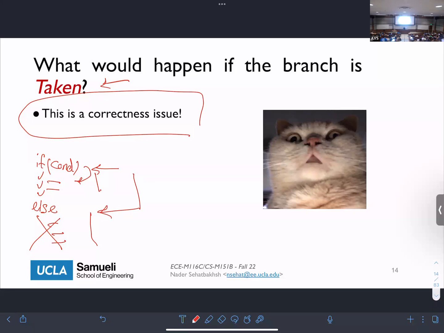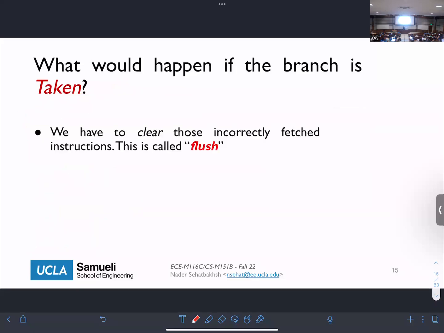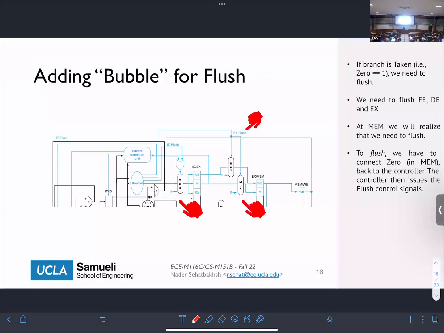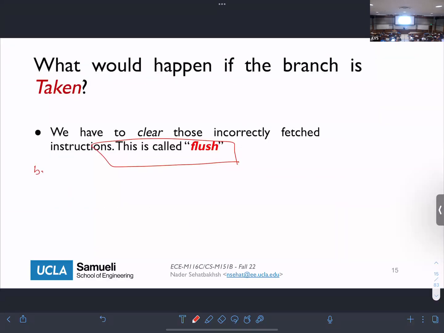Okay, so let's see what we should do with the taken case, or generally, what should we do when we make a mistake? The solution for that is what we call flush. In other words, we just have to get rid of all these instructions that are already in the pipeline and then go back and redo things in a correct way. So the idea is that, for example, we have a branch and we have I1, I2, I3, and so on and so forth. And maybe at some point there is a label, some instruction down here, and this is like T1, T2, or whatever.